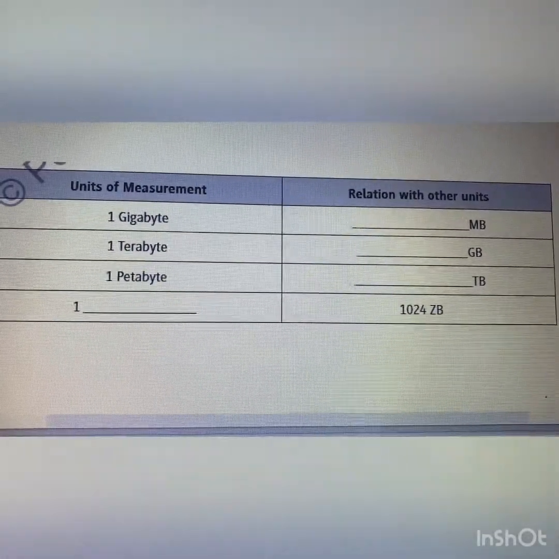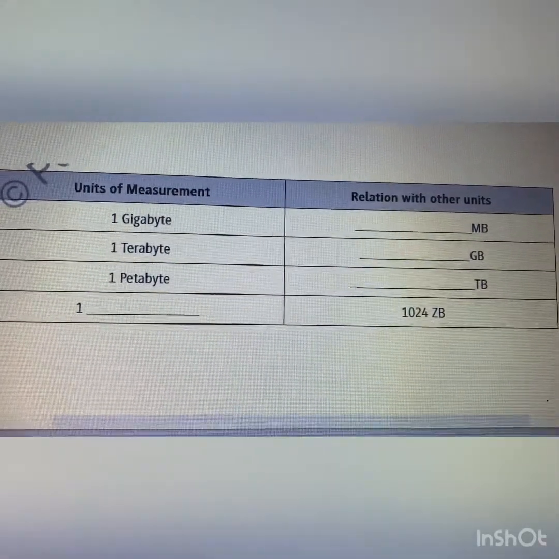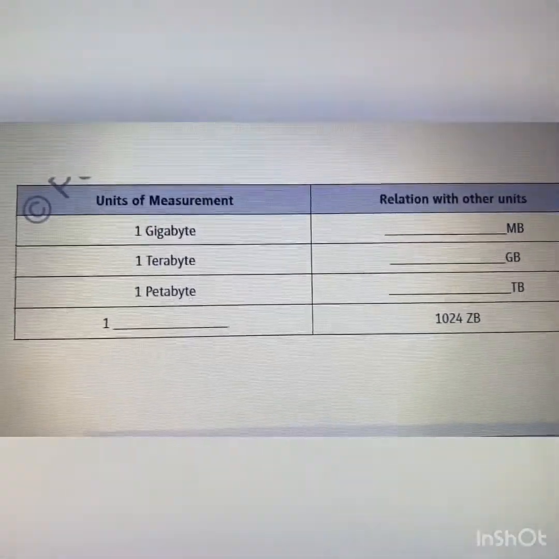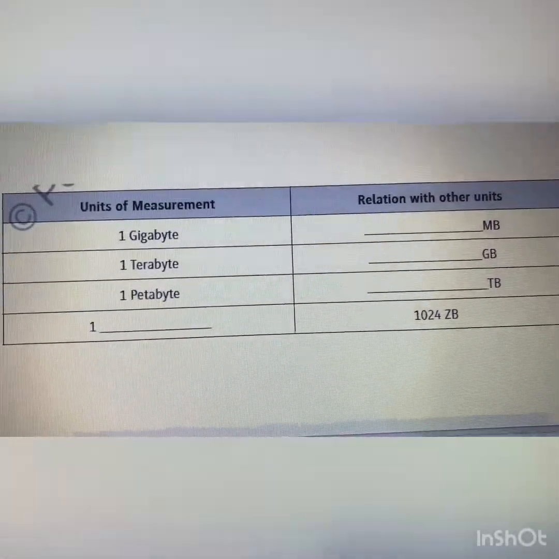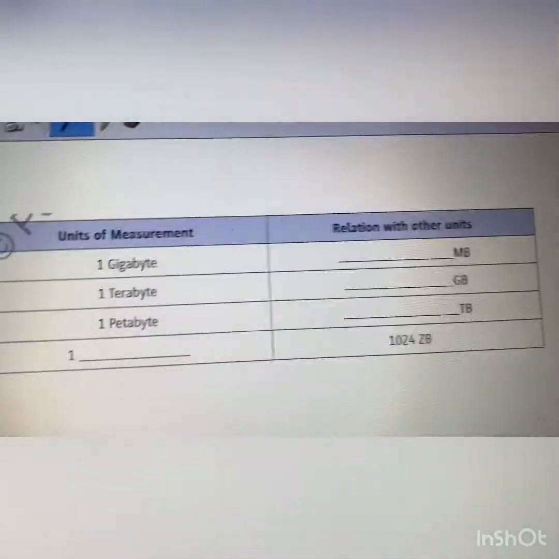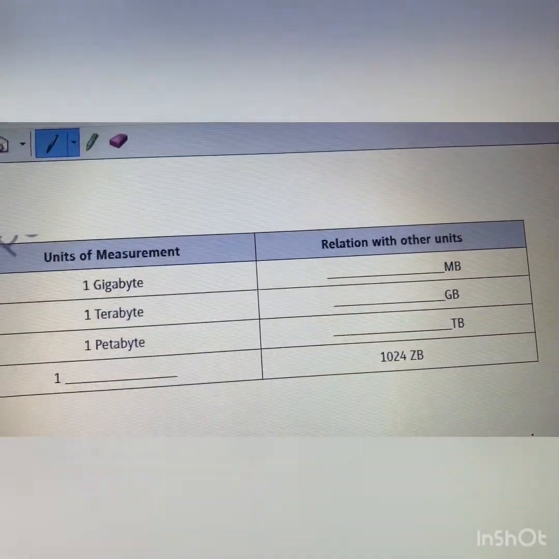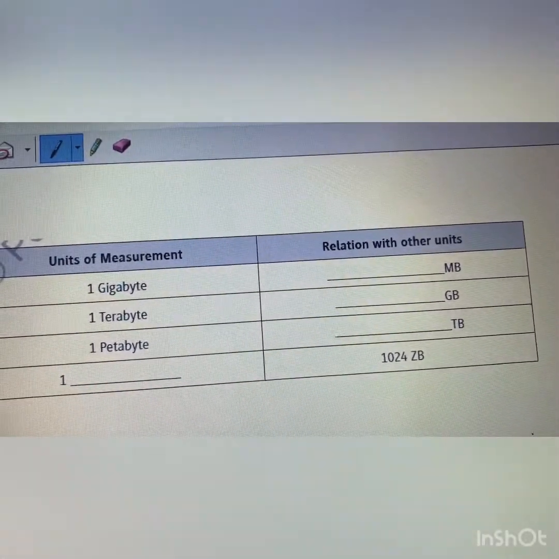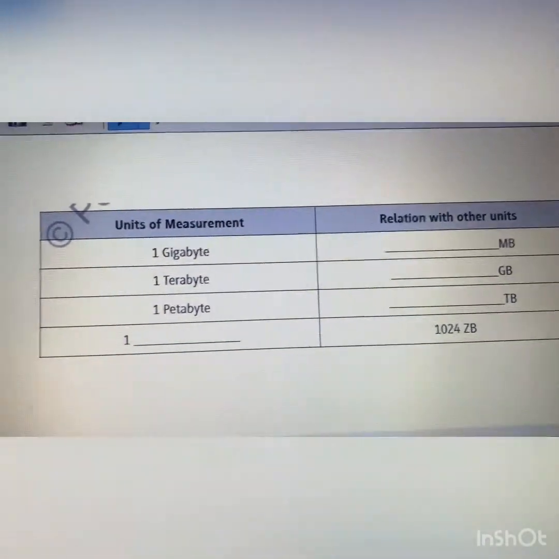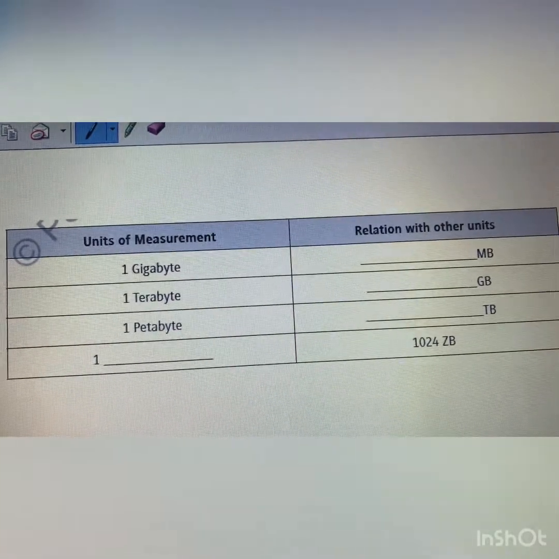Okay, now I will discuss the answers with you all. 1 gigabyte is equal to 1024 MB. 1 terabyte is equal to 1024 GB. 1 petabyte is equal to 1024 TB, and 1 dash is equal to 1024 ZB, that is, 1 yottabyte.